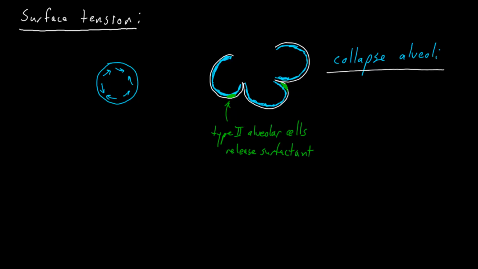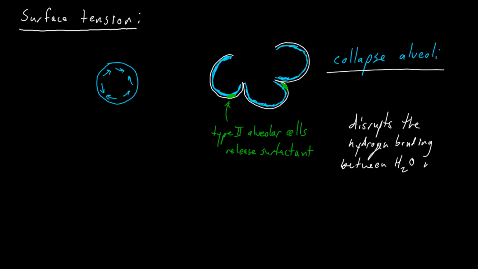A very important function here. So what the surfactant does is it comes in and it disrupts what we call the hydrogen bonding between water molecules of the airway surface liquid. And this is what decreases the surface tension so that this collapse does not happen.